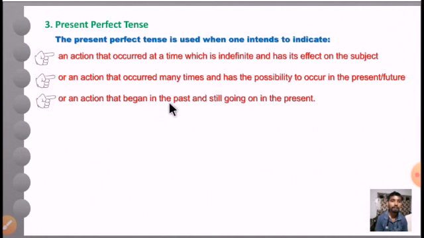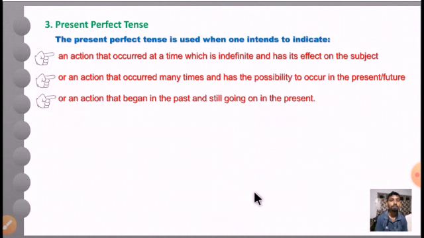I am writing and I am going to write the story. Going to will be used in... I have written the story, and in future or near future I have to write the story.